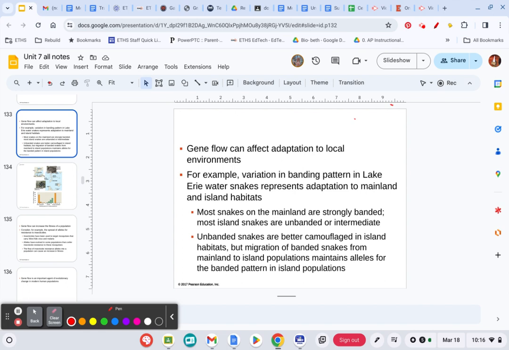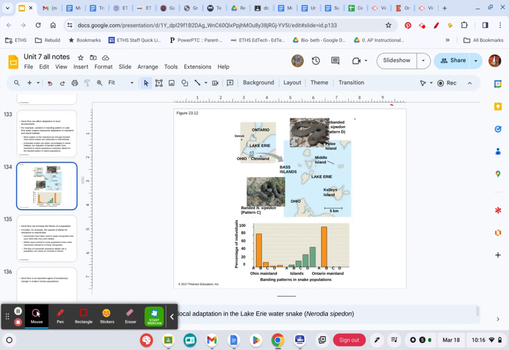Gene flow can affect the adaptation to local environmental conditions. When a species or part of a population moves to a different location, it's going to try and adapt to that environment. An example of that is the Lake Erie water snakes. They're just nasty looking little things. I'm not a snake person myself. They kind of give me the heebie-jeebies. They just look like gray blobs from the back. But the ones on the mainland have a band pattern, and the ones on islands in Lake Erie don't.